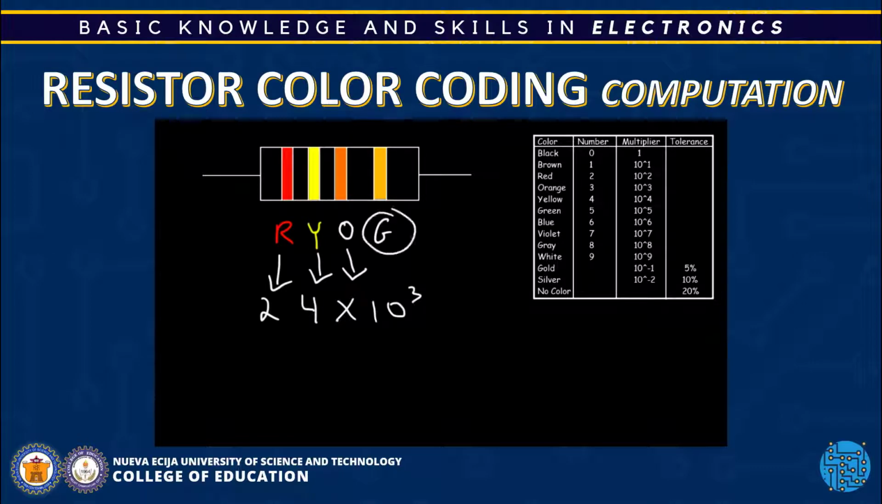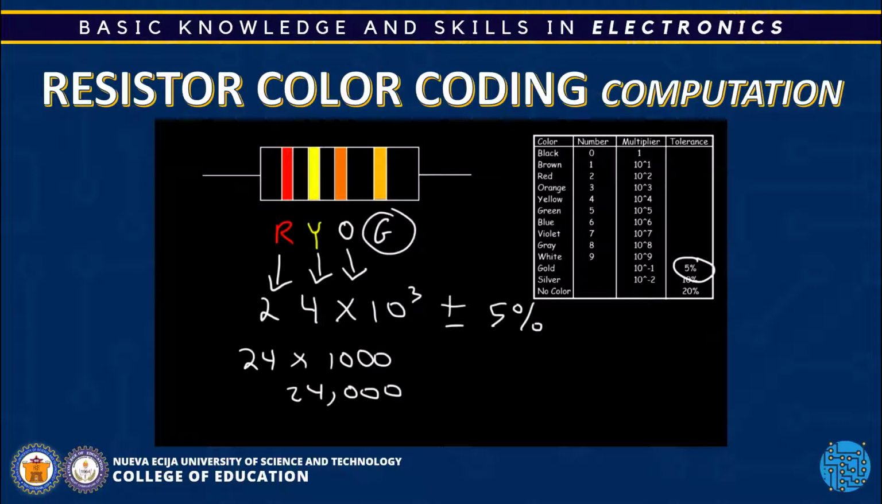And the last color is the tolerance, which is usually gold, silver, or no color. So since we have gold, the tolerance is 5%. So it's going to be plus or minus 5%. Now what is 10 to the third? 10 to the third is basically 10 times 10 times 10, 3 times, or just 1,000. So 24 times 1,000 is 24,000. So that's the value of the resistance.